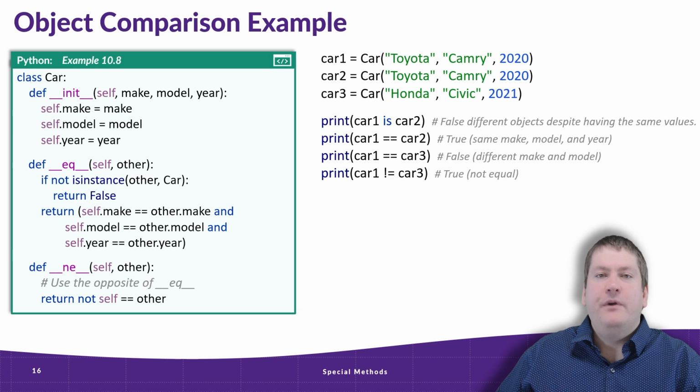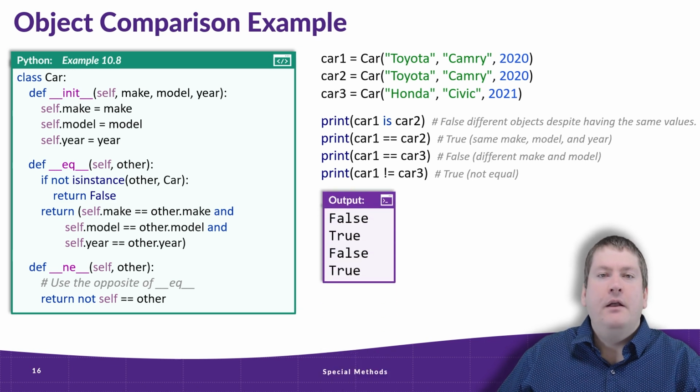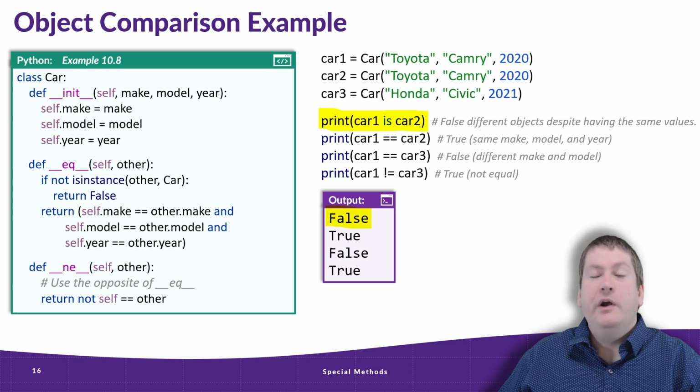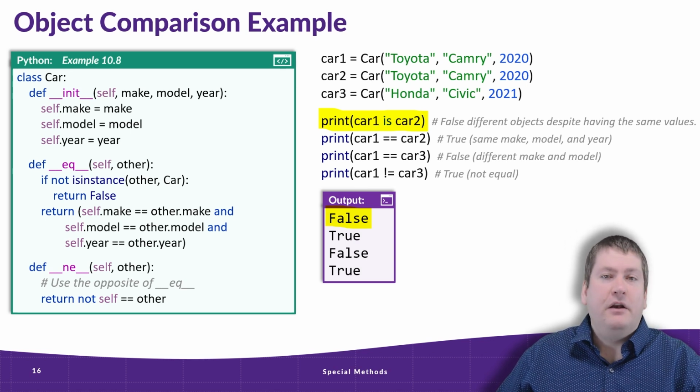So let's test this out with a few print lines. The first print line here is going to output false. The reason why is we're using the is operator to check if car1 and car2 are the same object in the computer's memory. They happen to have the same values, but they're not the same object. So this is going to return false. The is operator doesn't follow the equals special method. It just makes that check. Are they the same place in the computer's memory? So defining these had no effect on is.